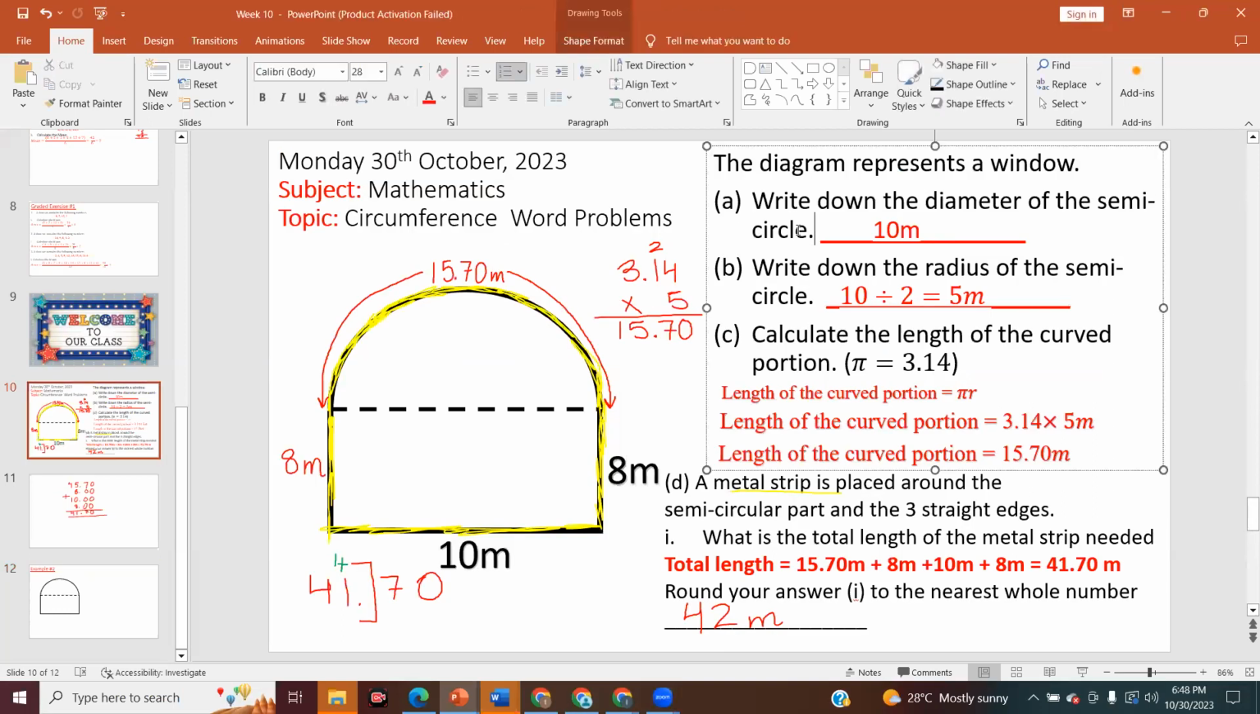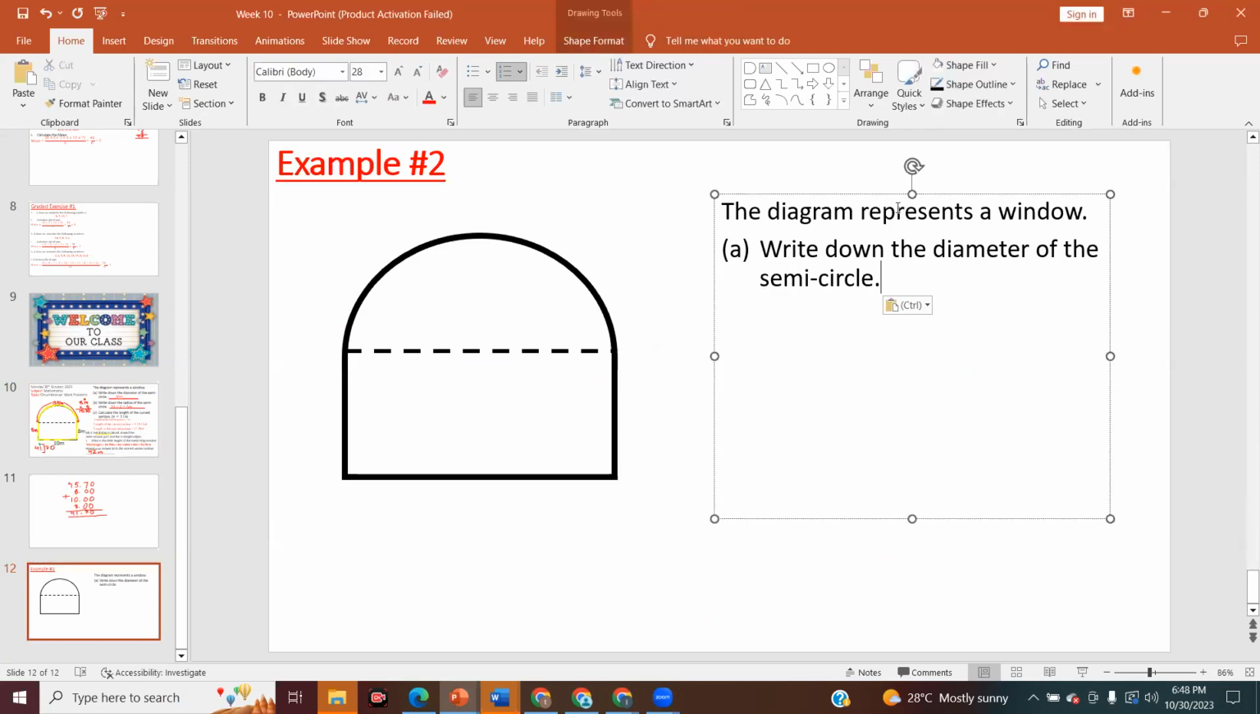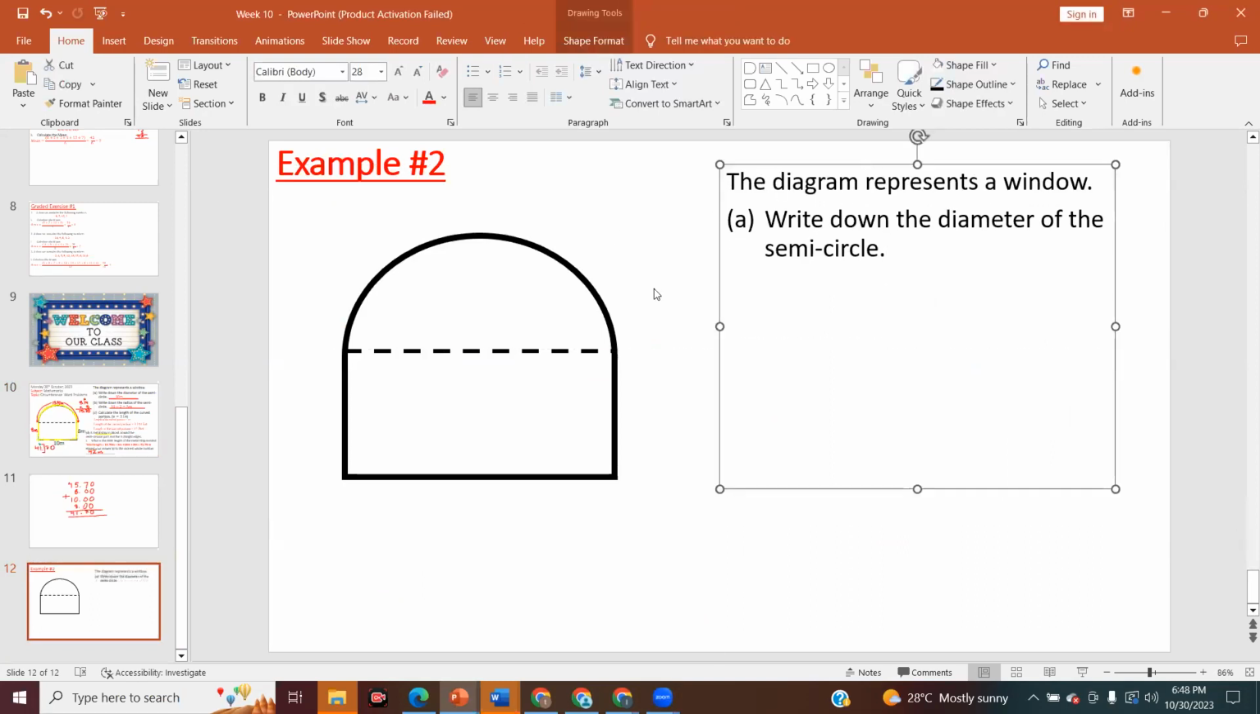The first 2 questions are very easy. So we have a diagram that represents the window. We have to change up the number. So let's say that we have for this one.